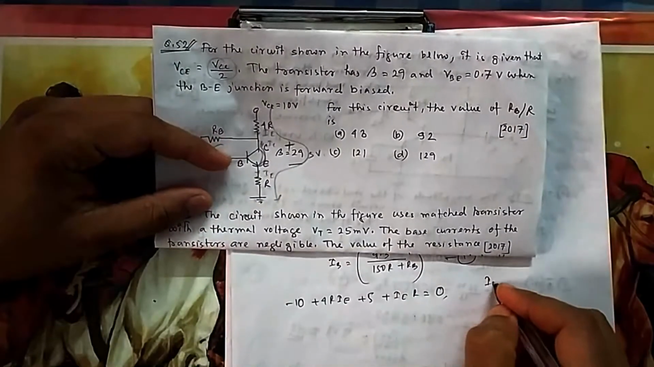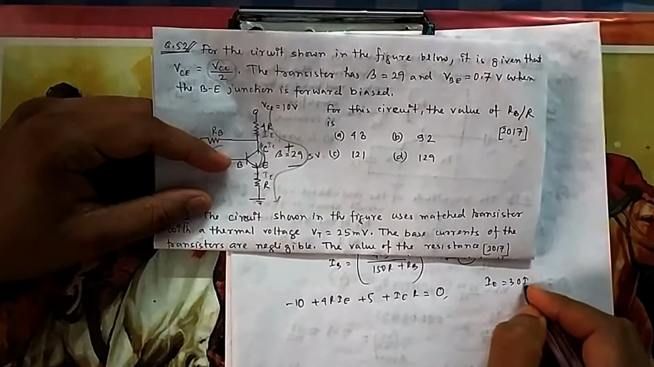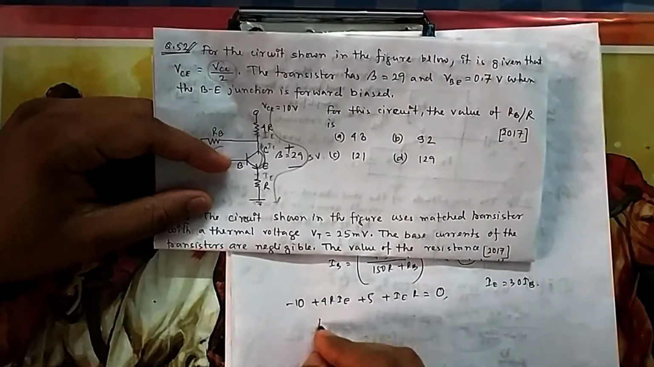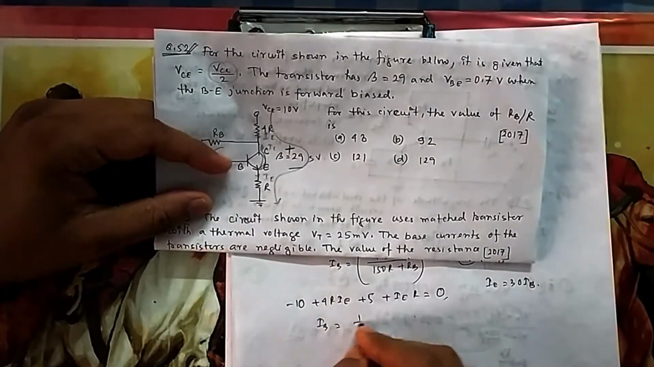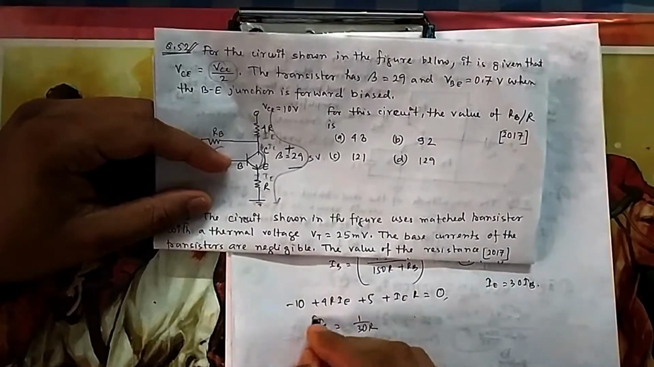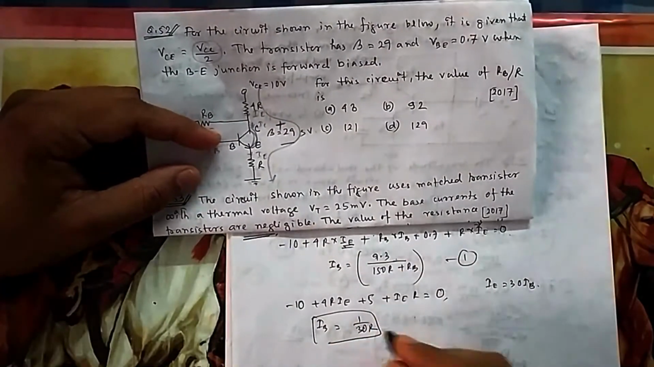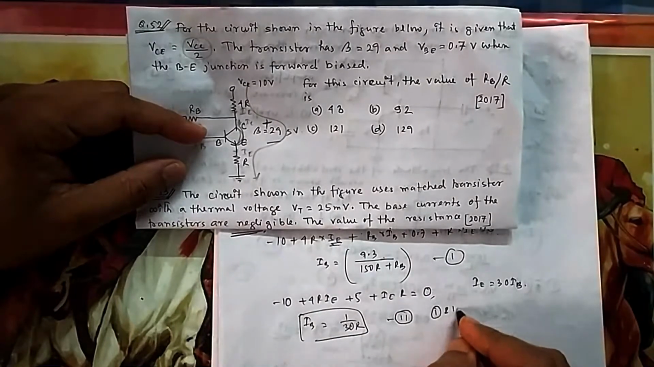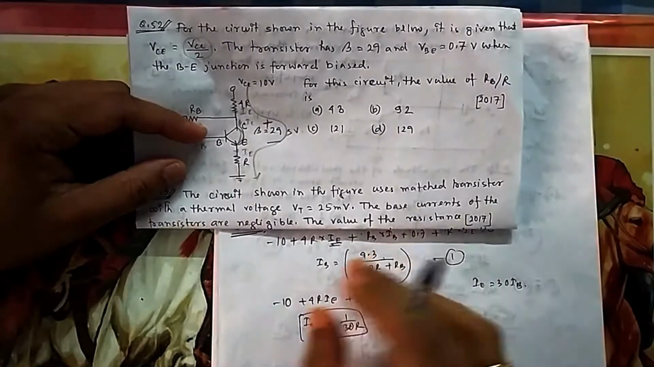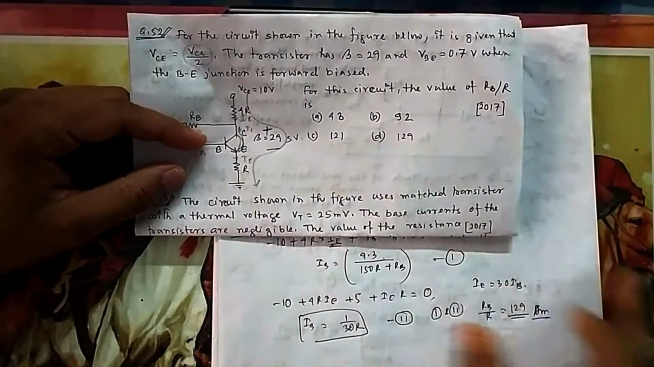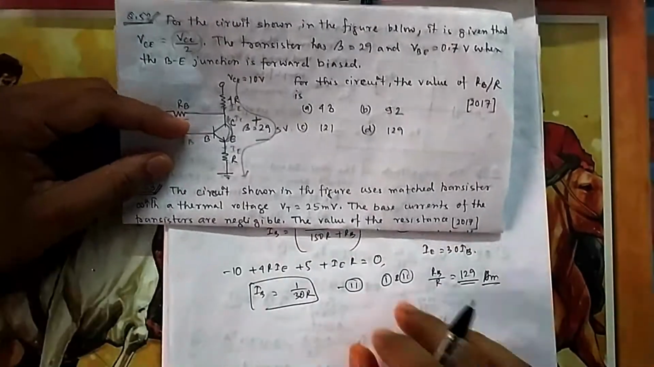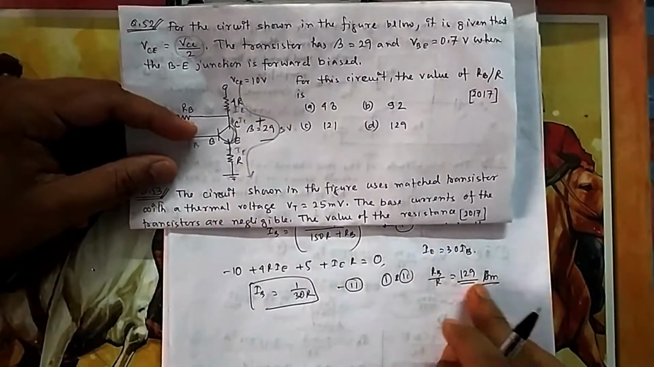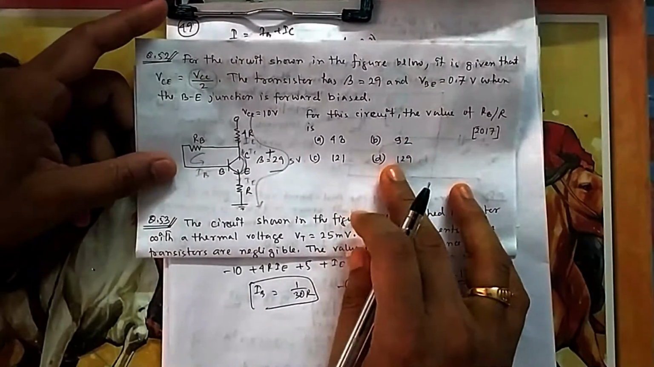So IE you can write as 30 into IB. From here if you calculate your IB, you will get 1 by 30R. Now you can equate this to IB, from 1 and 2 you can easily do it. If you equate these two and do some simple side changing calculations, you will find RB by R equal to 129. That is your option D.